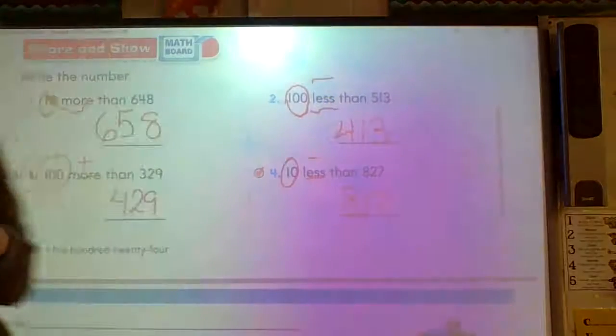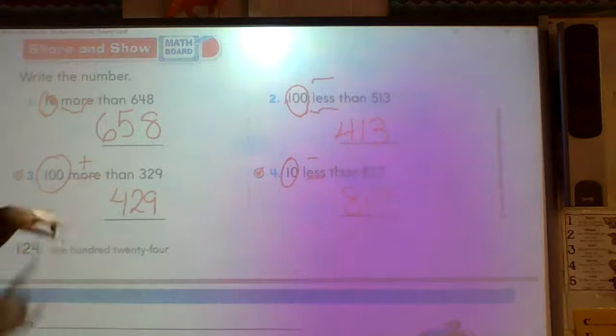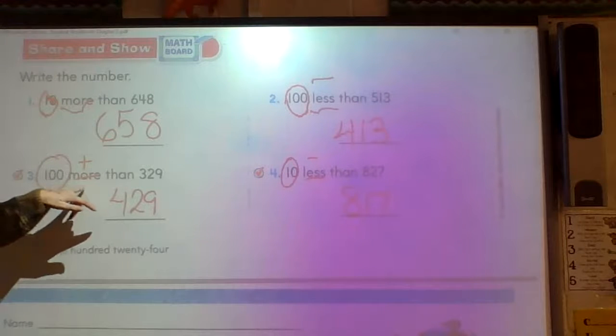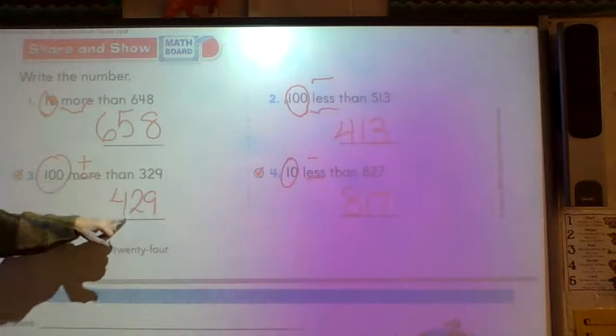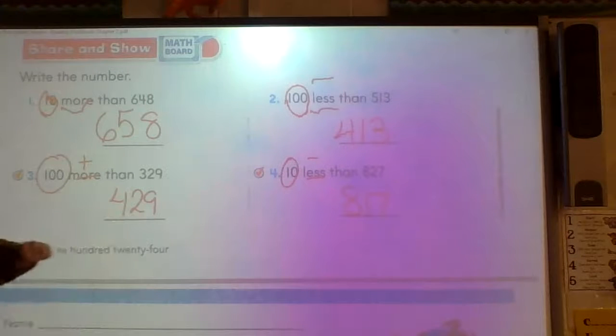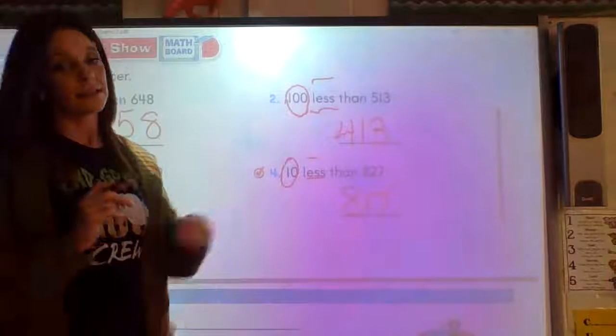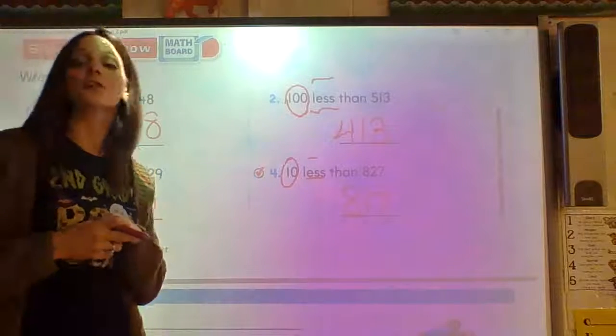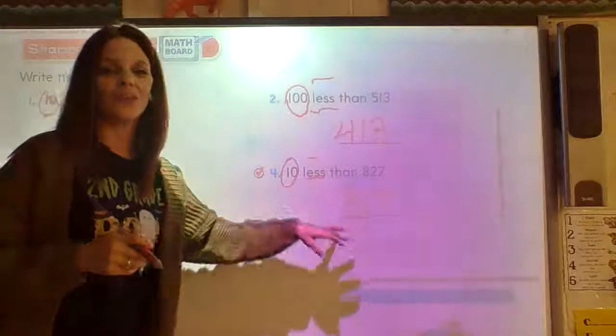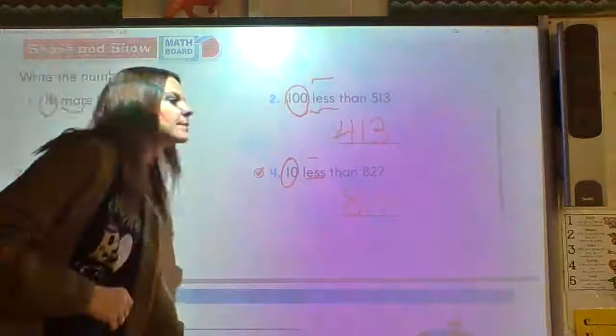Welcome back. You did a great job. If you did 100 more than 329 is 429, you are correct. If you did 10 less than 827 is 817, then you were correct again.